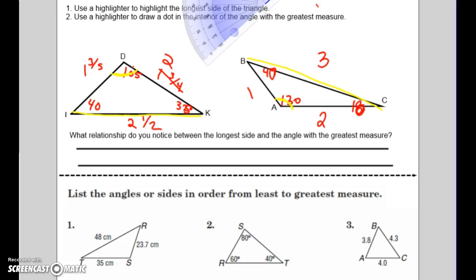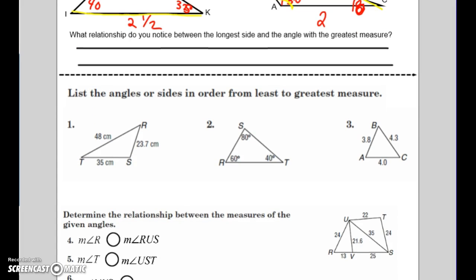Okay, so what you're going to write right here is that the longest side is across from the largest angle.